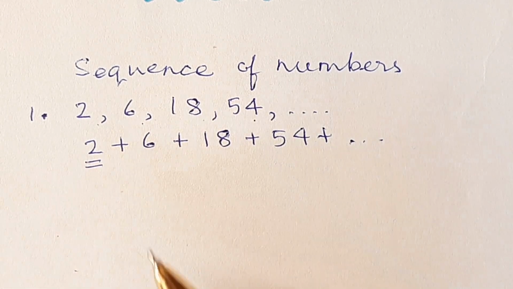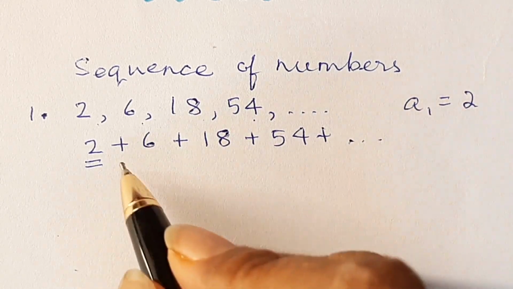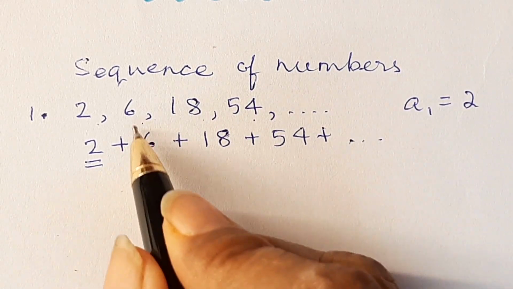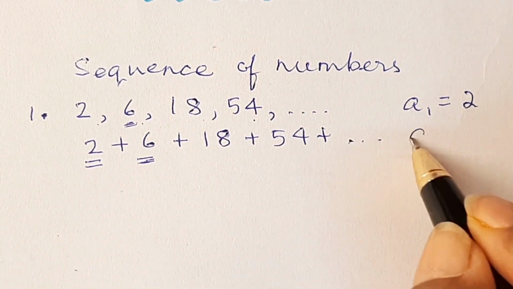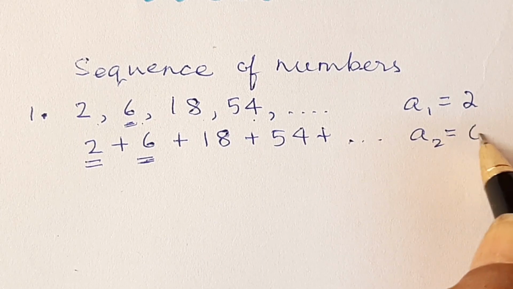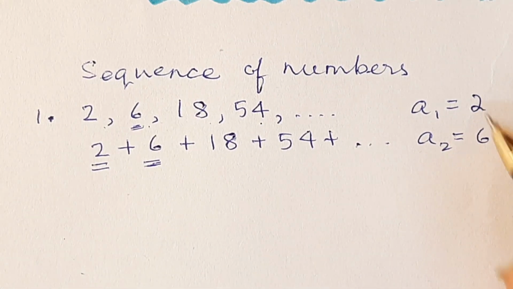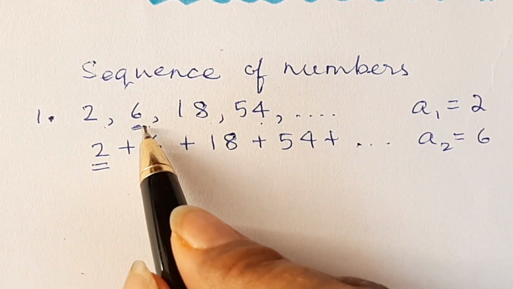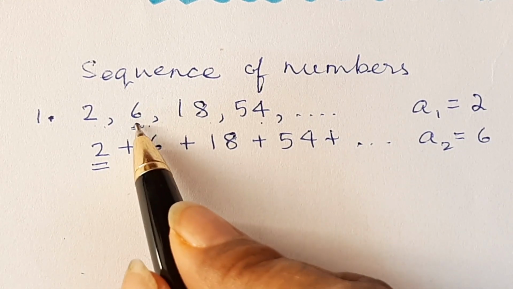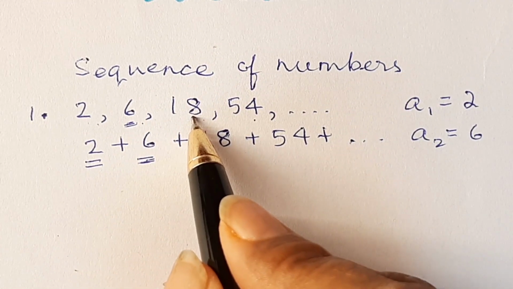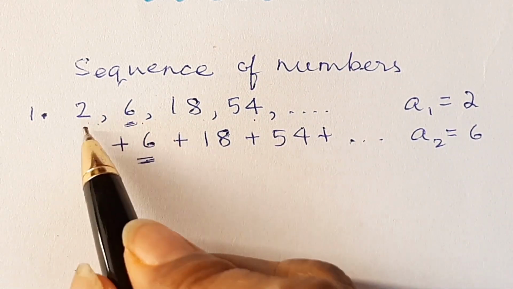The first term is 2, so I shall write A1 is equal to 2. The second term is 6, so I'll write A2 equal to 6. Now, what is the pattern in 2 and 6? If we say that 2 plus 4 equal to 6, then 6 plus 4 should be 10, but it is not so. So now let us see, how do we get 6 from 2?